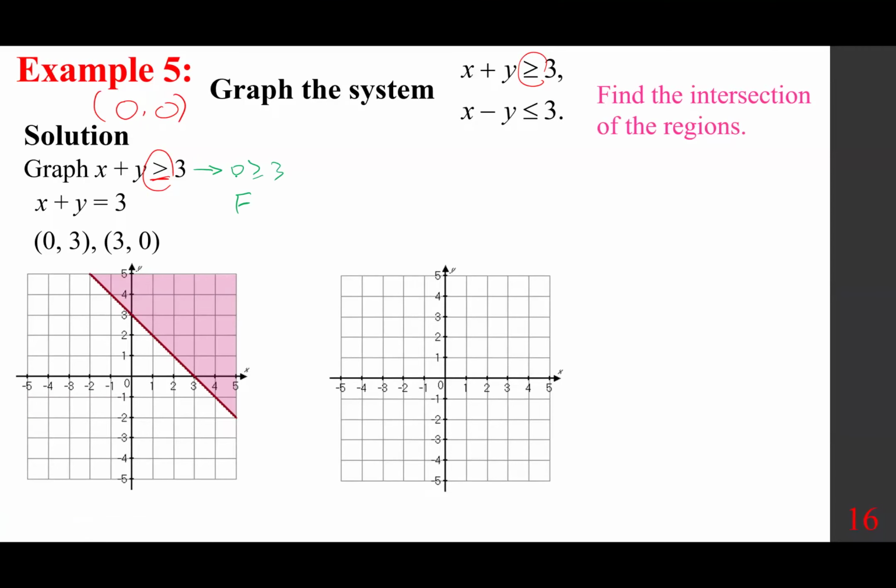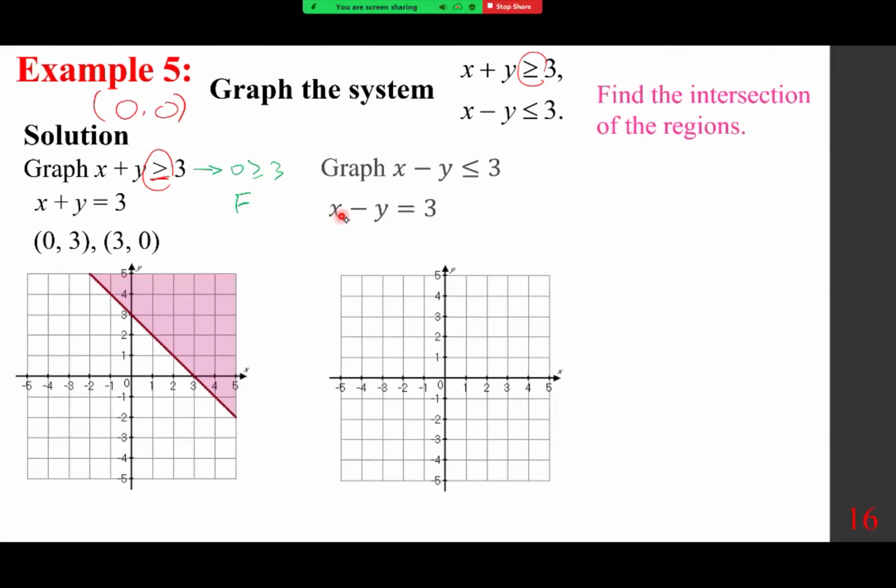We're going to do the same thing with the second one, and we go with the equality. If x is 0, y is negative 3, because negative y is 3. If y is 0, x is 3. So we have these 2 points. One is 0, negative 3, it's here. 3, 0 is here. And again, since we have the equality, it is a solid line, everybody.